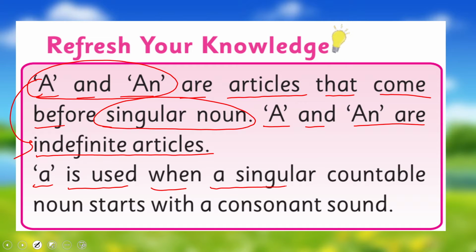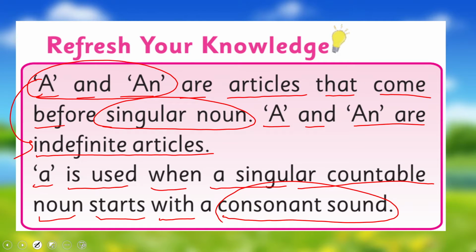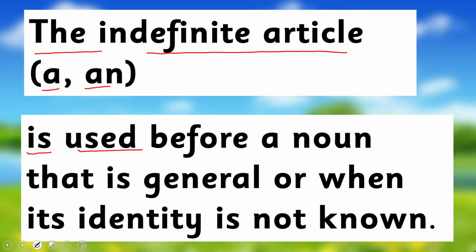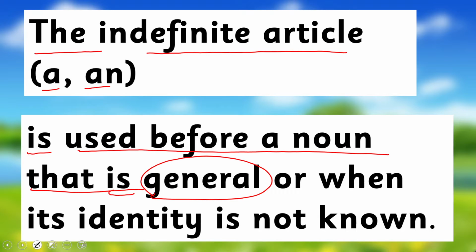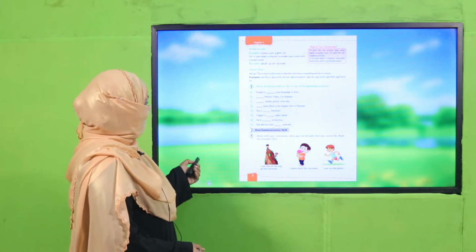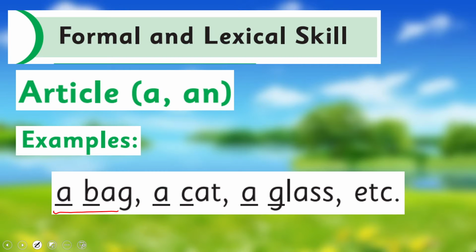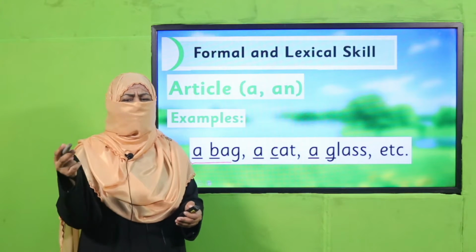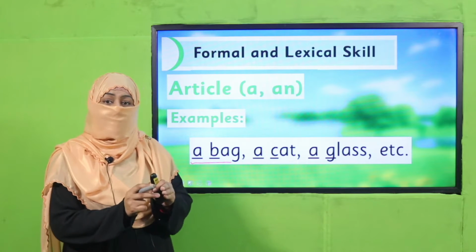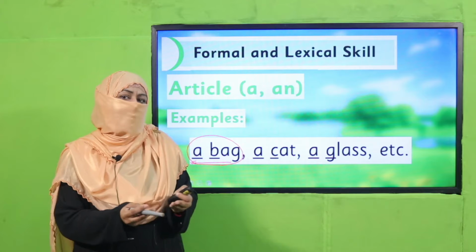A is used when a singular countable noun starts with a consonant sound, right? The indefinite article a and an is used before a noun that is general. Basically, when you are talking about something in general or when its identity is not known, it means any or every. For example, it's mentioned in your book, when I say a bag, it means any bag. A bag was placed there. There was a bag. I found a bag there, okay? Or I say a bag is used to put stuff inside. So it can be any in general or it can be every.